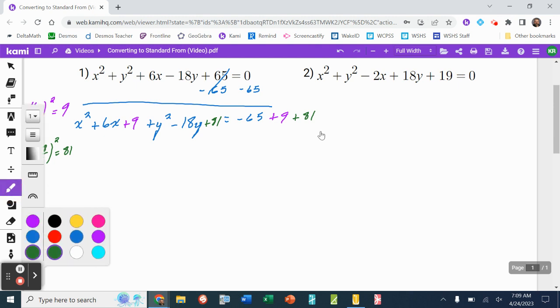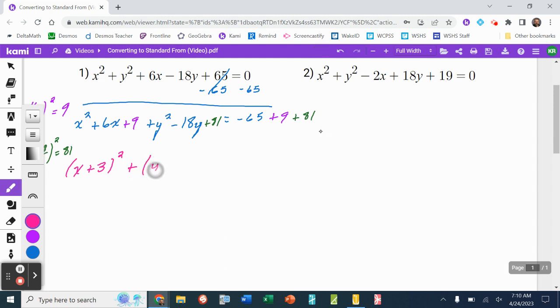So I'm going to look at the x's first. I need 2 things that multiply to be 9 but add up to be 6. So this is going to be x plus 3 squared, plus, and now looking at the y's, I need 2 things that multiply to be positive 81 but add up to be negative 18. Well, that's going to be a negative 9 and a negative 9. So we're going to have y minus 9 squared. And then I need to add these terms over here on the left.